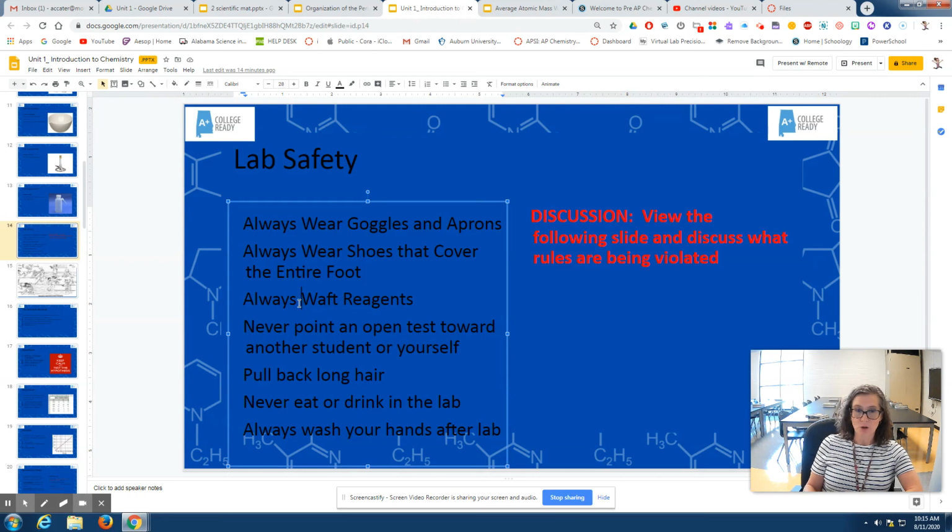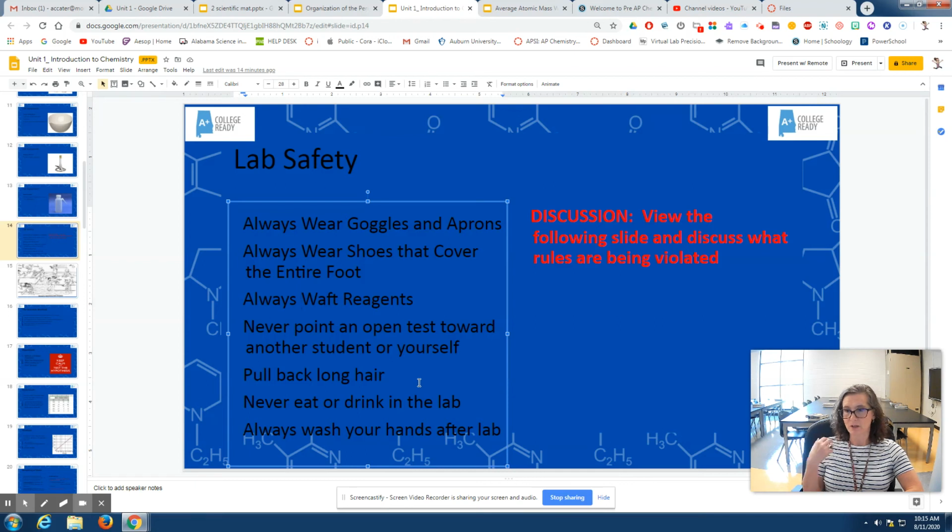So we always waft. You never want to point a test tube at yourself or another person, especially if we're heating it. You're always going to heat it so that it is away from yourself and away from people. So if this is my test tube, it's not going to point here, and it's not going to point to the person across from me. It's going to point where there's not any people. Always, hair's got to be pulled back.